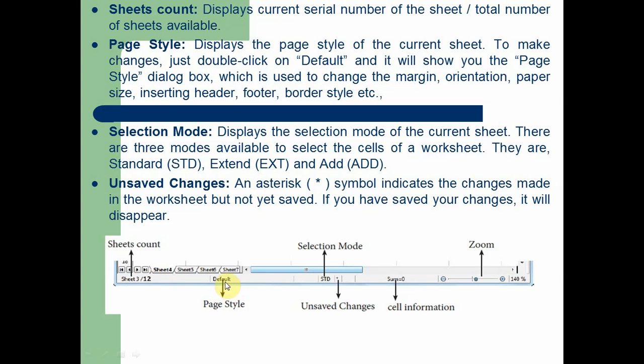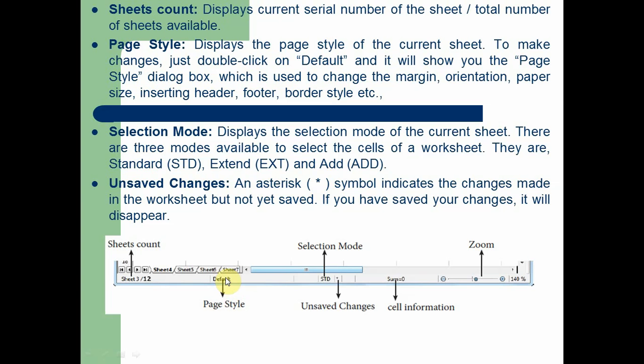So this is the default style which is used to change all the paper setups which we already learned in OpenOffice Writer, like changing the page style, orientation, margin, paper size, footer, header also. So if you want, we can change. We will see all these things.